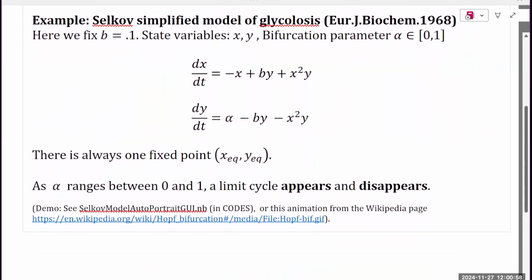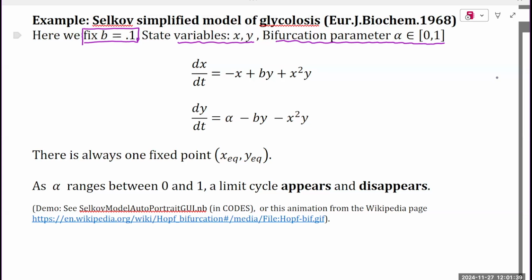The example we're going to look at here is based on a simplified model of glycolysis that was developed and published in the European Journal of Biochemistry in 1968. This model actually has 2 parameters in it, but one of them we're going to fix at the value 0.1. Our state variables are going to be x and y, and the bifurcation parameter we're going to be looking at is alpha, and we're going to allow that to lie between 0 and 1.